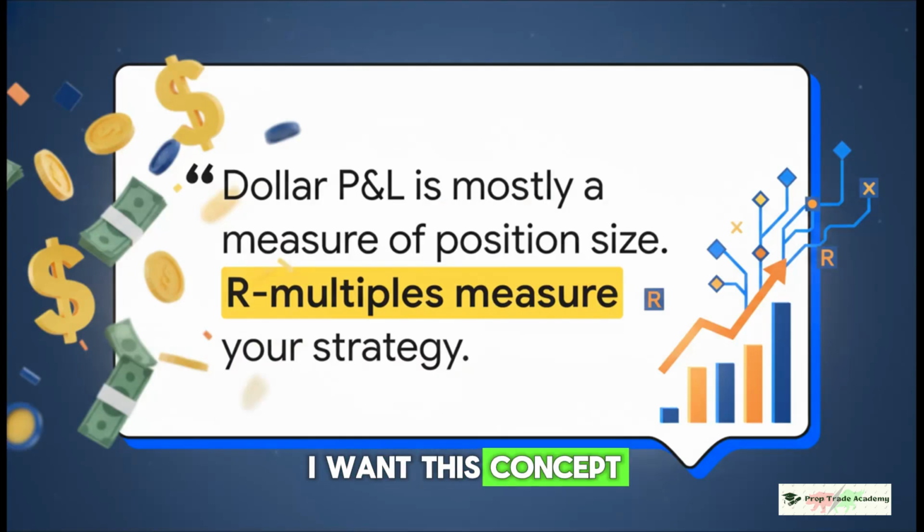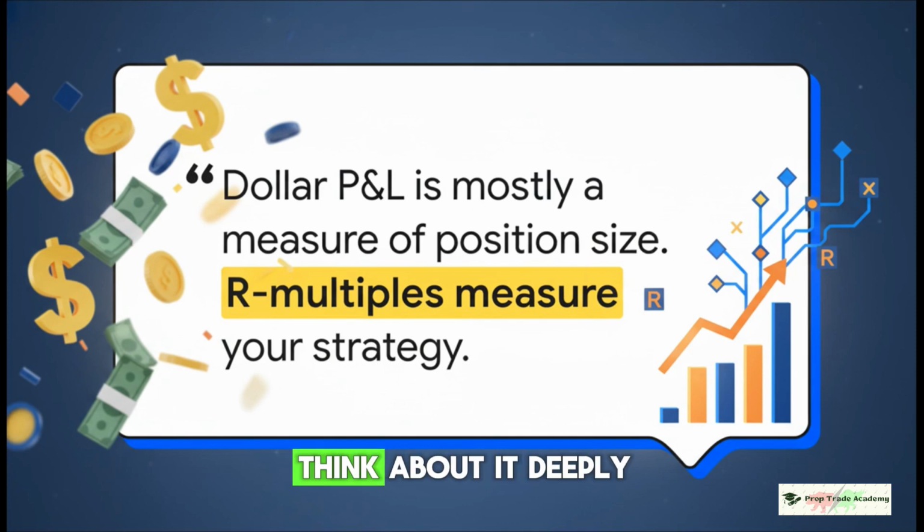I want this concept to permanently stick in your mind. Dollar P&L is mostly a measure of your position size. R multiples are a measure of your strategy. Think about it deeply for a second. If you have a small account and make $500, you might feel a bit disappointed. But if you only risked $200 per trade to get there, your strategy actually performed incredibly well.